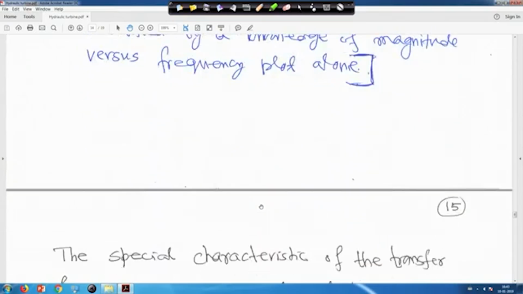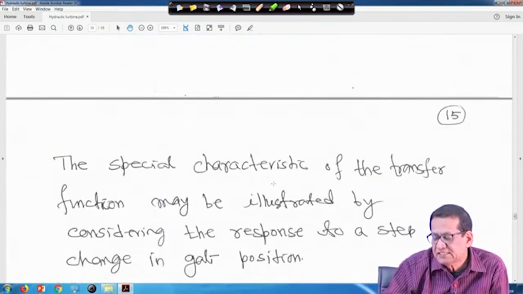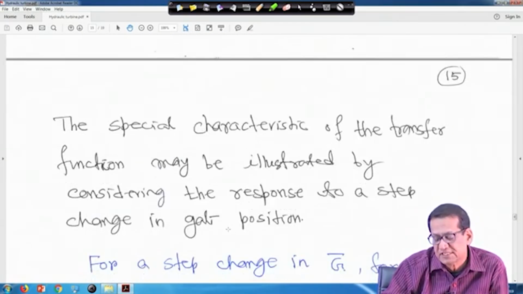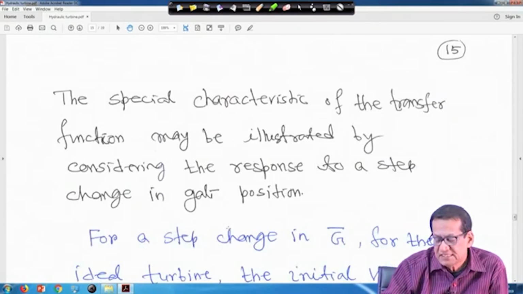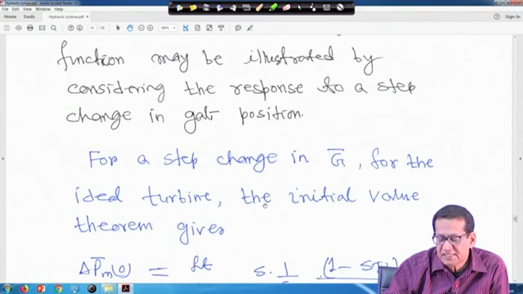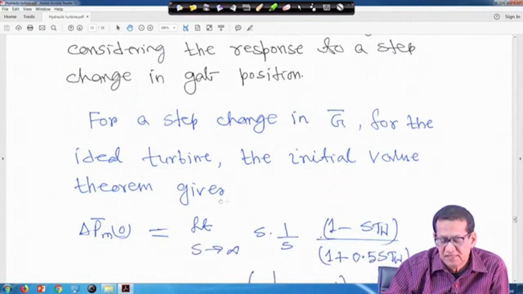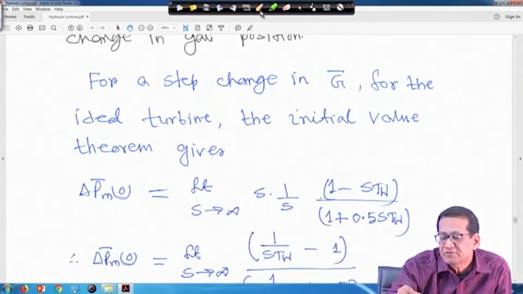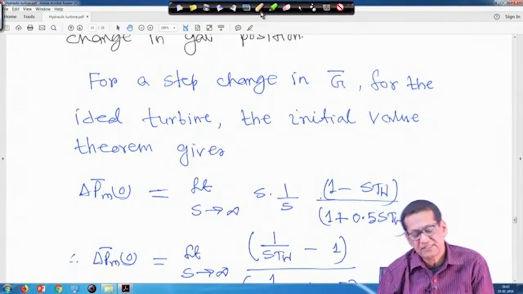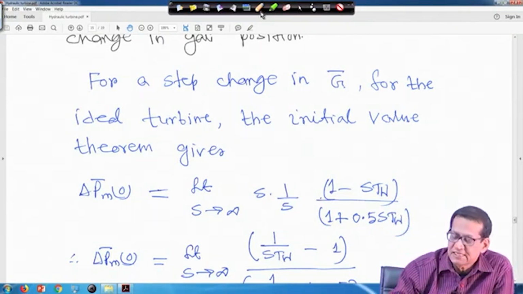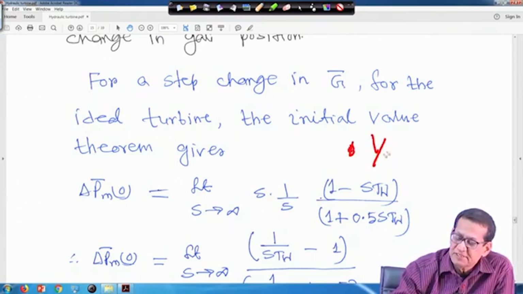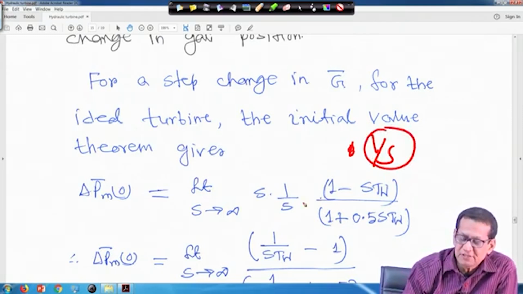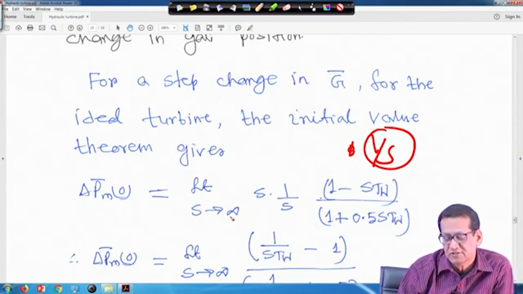So, the special characteristic of the transfer function may be illustrated by considering the response to a step change in gate position. For a step change in G bar for the ideal turbine, the initial value is then given as follows. If you take a step change, that is delta G bar, we have seen all these things. So, basically if you take a step change of G bar, it will be 1 upon S. If you put 1 upon S, and you know the limit S tends to infinity means t tends to 0, the initial value.